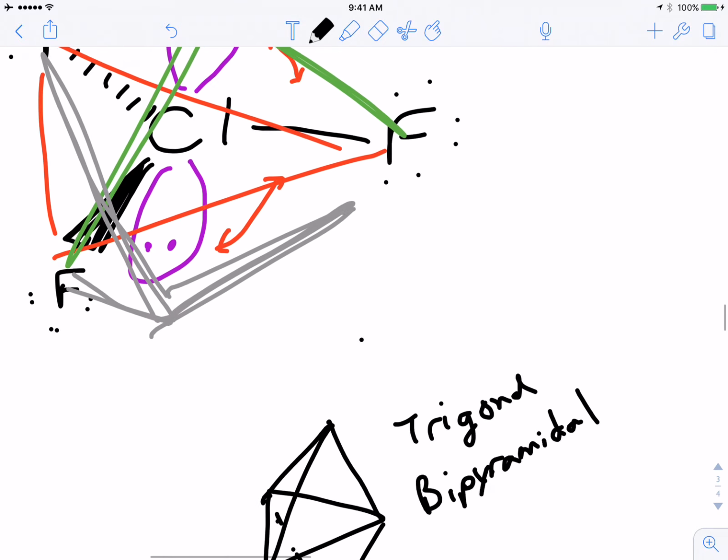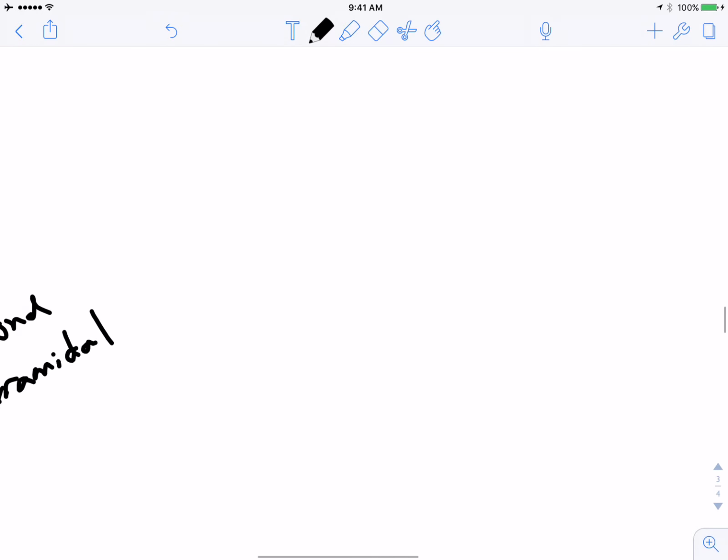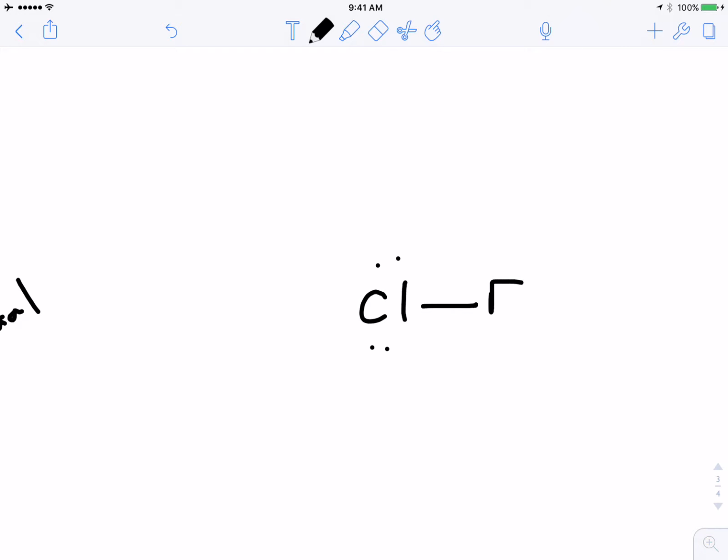And just so we can draw this in a little bit better terms, I'll put it over here. Chlorine, fluorine.